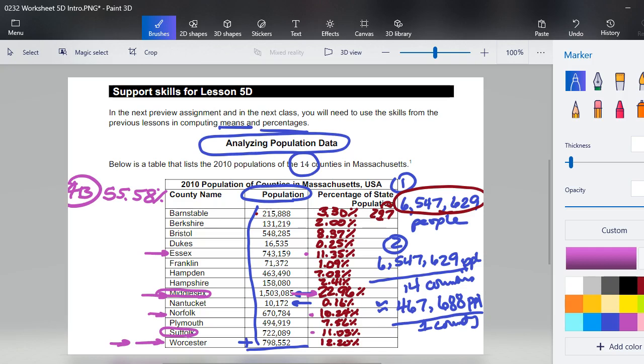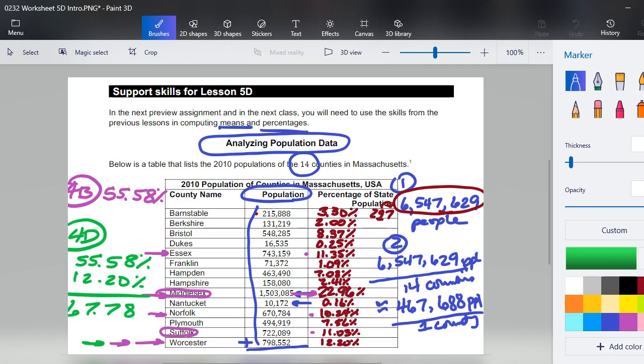And looking at these 5, it says Part D, determine the percentage of the population of Massachusetts that lived in one of the 5 most populous counties in 2010. I'm going to come back to 4B, and for 4D, I'm going to start where we left off at 4B, and I'm going to add in Worcester and see that we're getting, wow, 67 and 78 hundredths of a percent, more than 2/3 of the state lived in one of these 5 most populous counties in 2010.